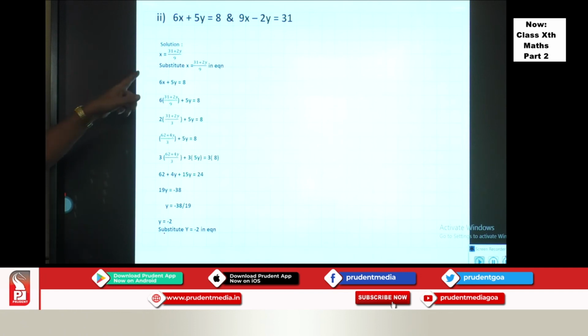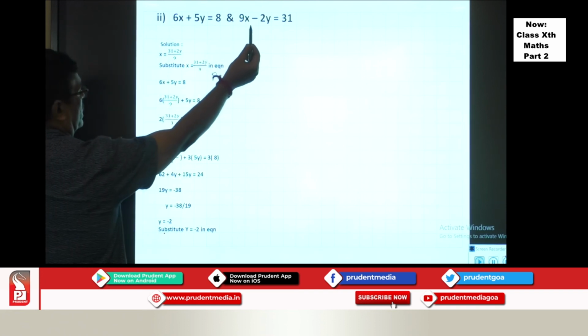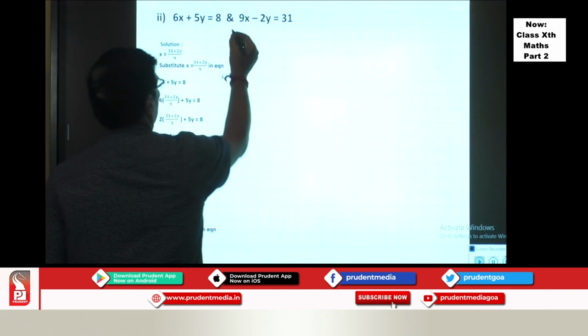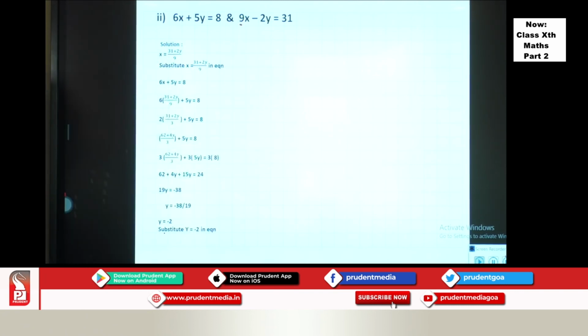Now again I am using the second equation, 9x minus 2y is equal to 31. Why? To avoid the negative sign, because I personally consider that minus sign is the most dangerous sign in mathematics. So as far as possible we must avoid minus sign. So I have taken the second equation, 9x minus 2y is equal to 31, and then minus 2y I have shifted on the right hand side. So what I get, 31 plus 2y, this 9 I am shifting on the right hand side now. So what I get, x is equal to 31 plus 2y upon 9.